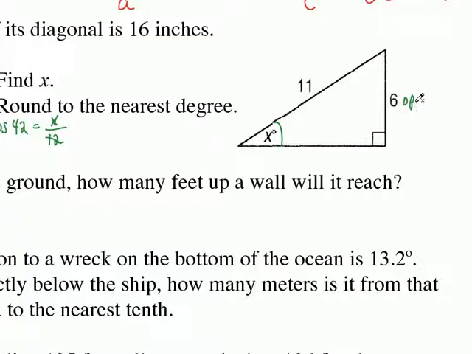This is opposite, and this is hypotenuse. And that's the sine, isn't it? So it's the sine of x equals 6 over 11. So how do you get x by itself? Inverse sine, right. So you do what? It's the inverse sine of 6 over 11. You need to know how to do that in your calculator. Okay, make sure you know how to do that.